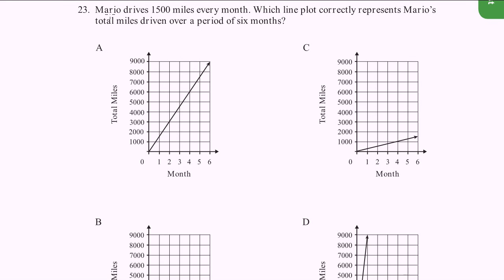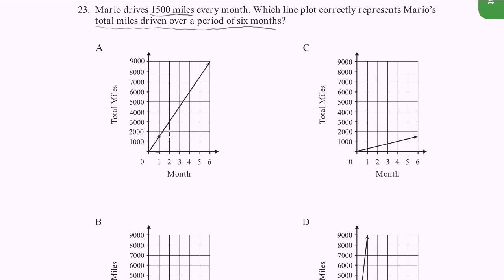Problem 23. Mario drives 1,500 miles every month. Which line plot correctly represents Mario's total miles driven over a period of 6 months? So it's 1,500 miles every month. So this is per month. So every month, after 1 month, he should drive 1,500 miles. And that looks pretty good there.